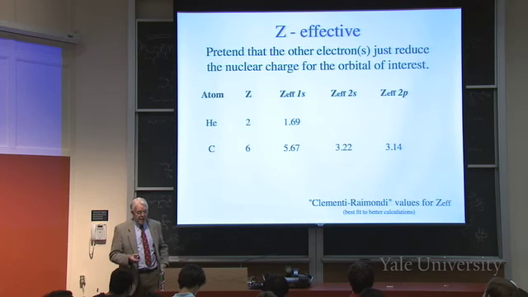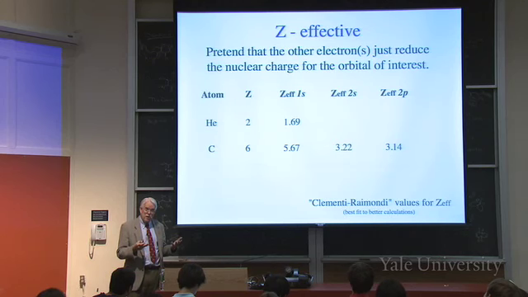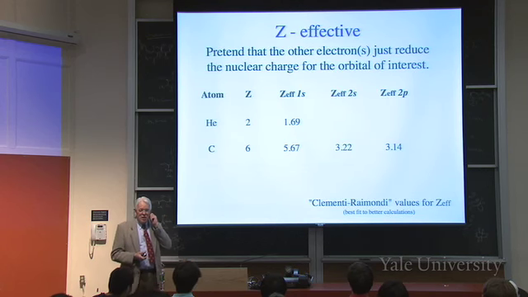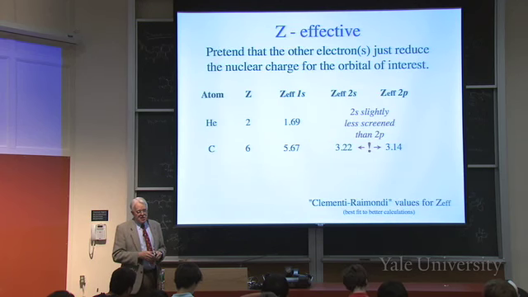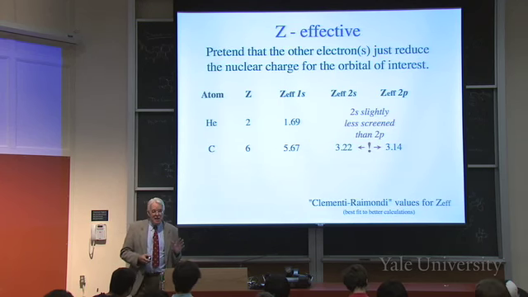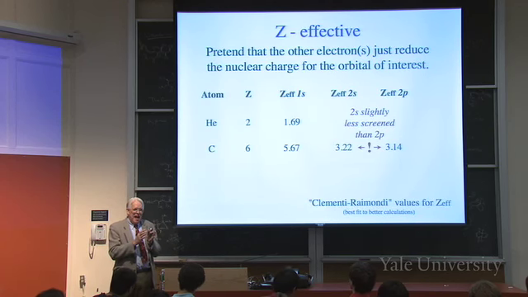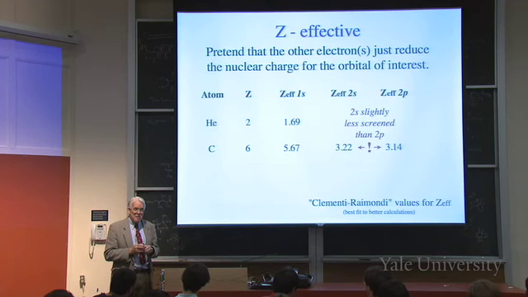And to a certain extent, the 2p electrons are also inside, but not as much inside as the 1s is. So 3.22, and the z effective for 2p is different than for 2s. It's 3.14. What do you notice about those two numbers? You might think they'd be more or less the same, and they are more or less the same, but 2s is slightly less screened. It sees more of the nucleus than the 2p does, okay? So it looks like 2s gets more down inside than 2p does. Does that surprise you?